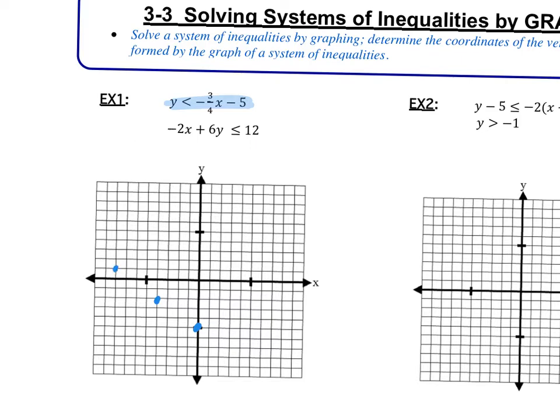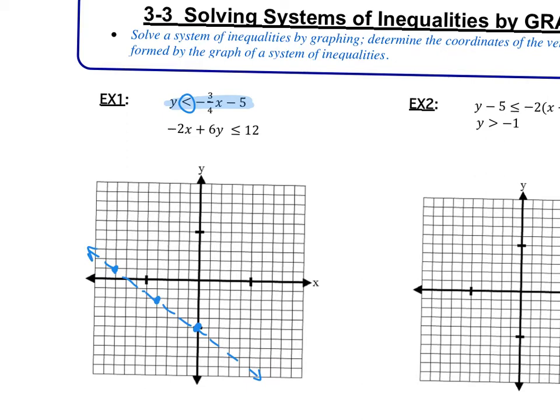Okay, now this is not a line, it's an inequality, so we need to be careful here. There's no equal sign, which means we need to have a dashed line. So we should have a dashed line. And then there's going to be shading.